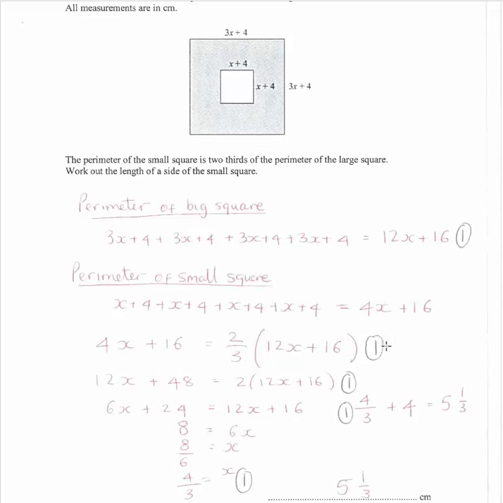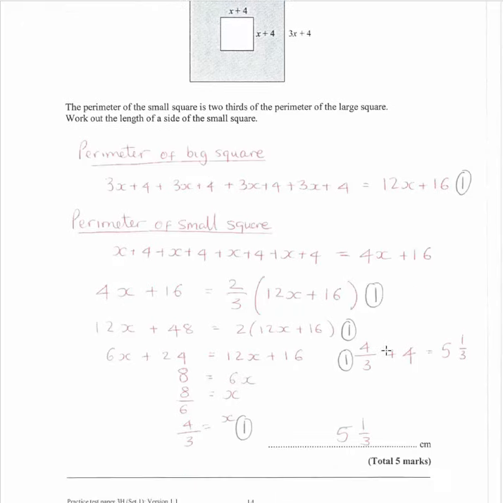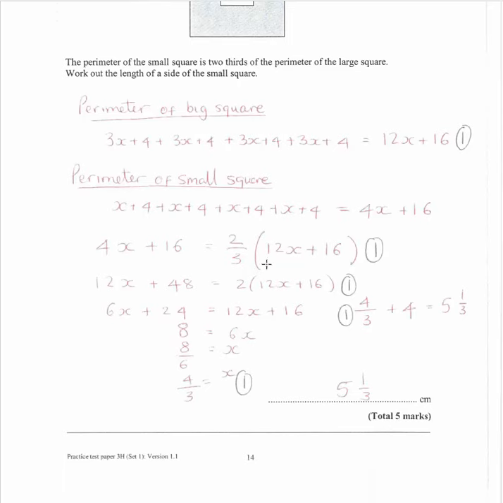So once again, a mark there. Now, the easiest way to solve this, rather than dividing that by 3, is to take this 3 over to here, where it becomes multiply. So 3 times 4x is 12x, and 3 times 16 is 48. So the 3 has now come up here. We've multiplied both sides by 3 effectively. We multiply here by 2.